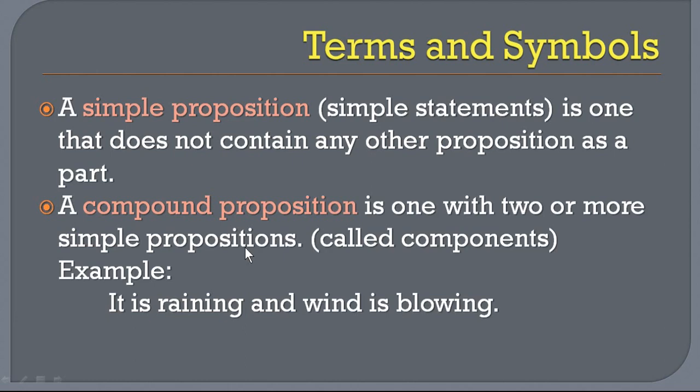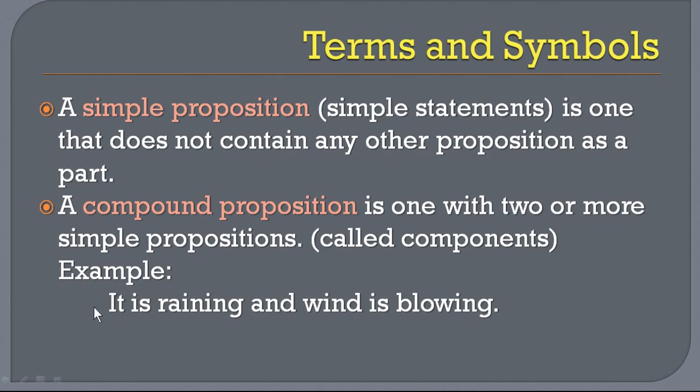Now we are going to see different terms and symbols used in propositional logic. The first one is the simple proposition, also called a simple statement. It is one that does not contain any other proposition as a part. That means you will have a single statement, not more than one statement. You call it a simple proposition. A compound proposition is one with two or more simple propositions, otherwise called components. That means you will have more than one simple proposition, and you will call it a compound proposition.